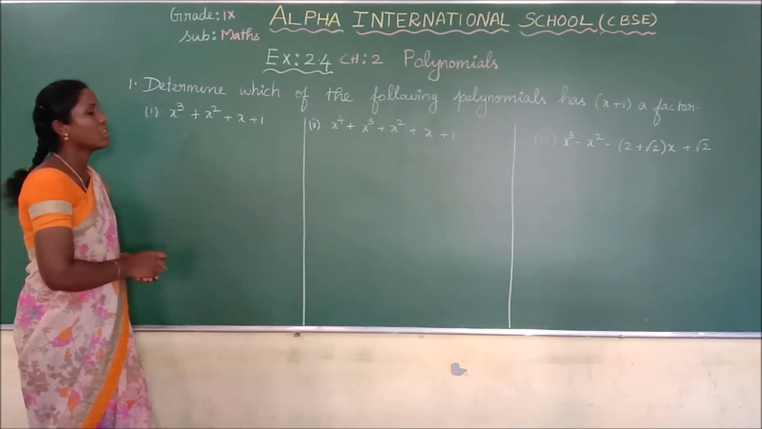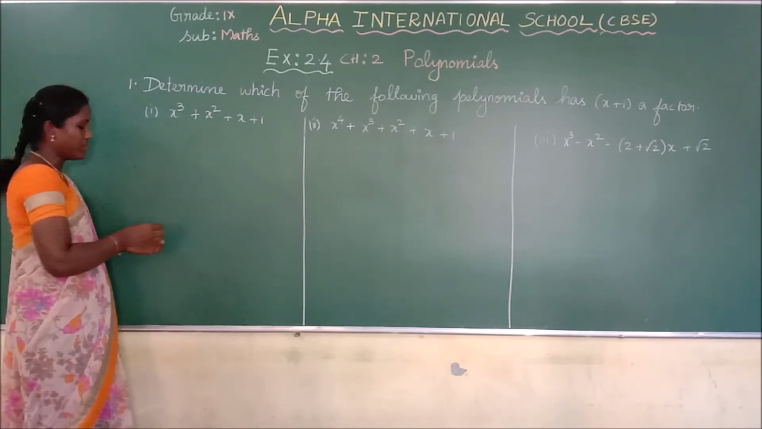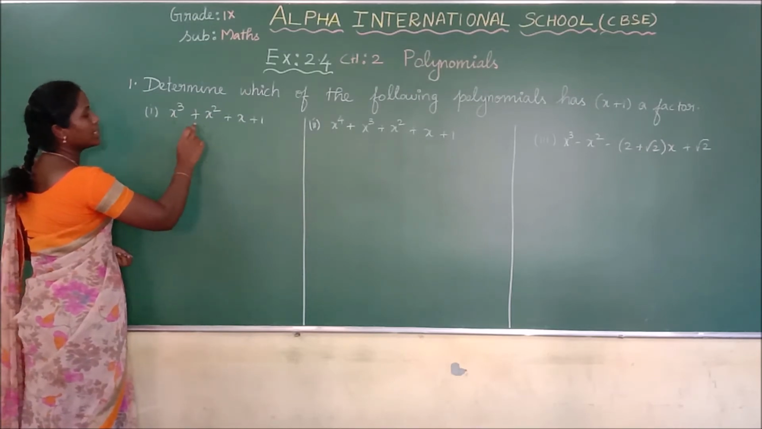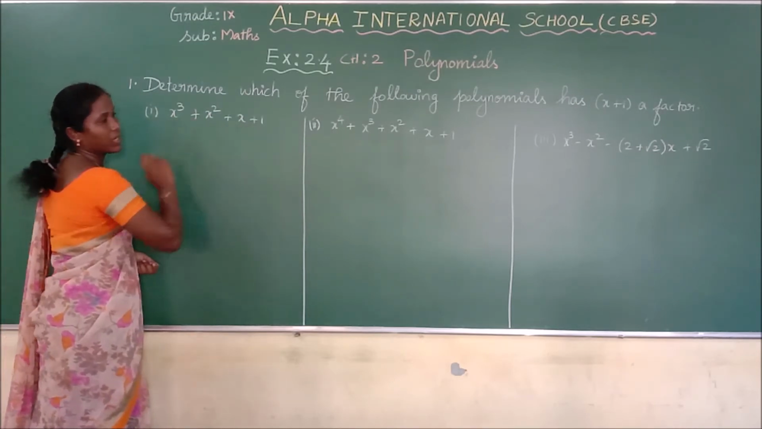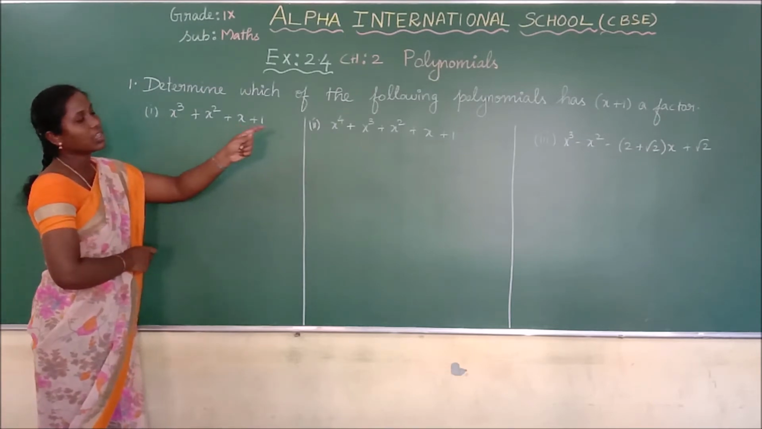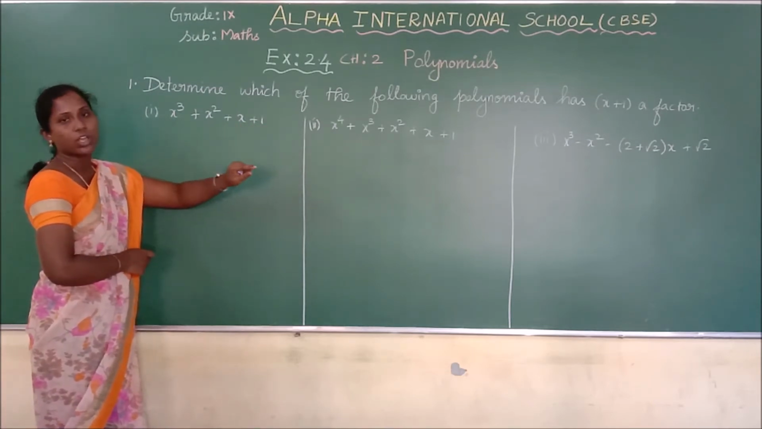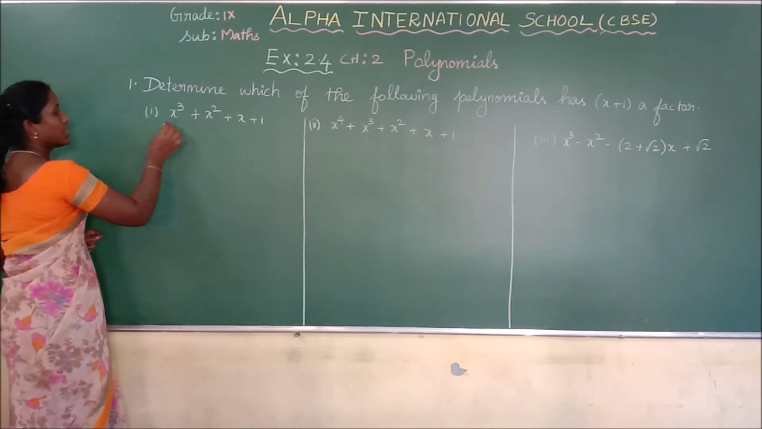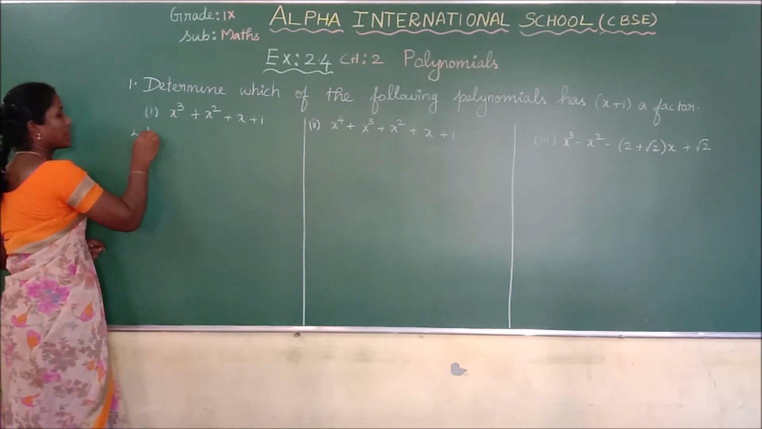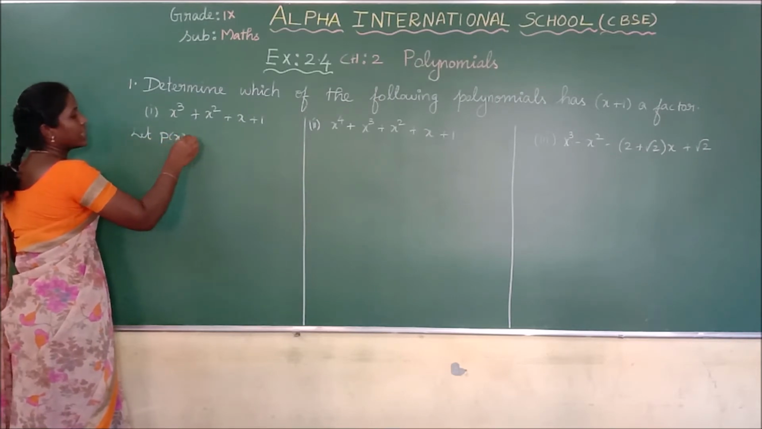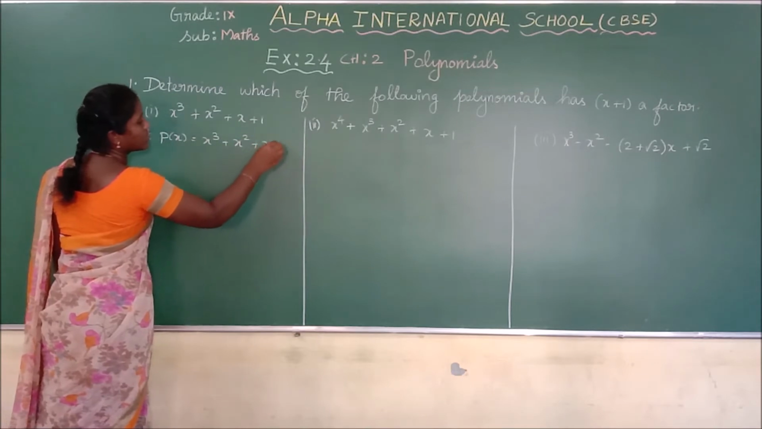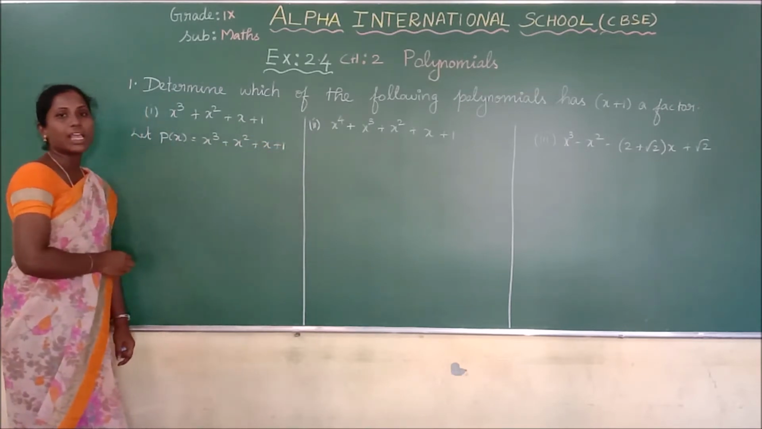Yes? Now listen how we are going to solve the problem. In the first subdivision, we have x cube plus x square plus x plus 1. So what is the question given? Is x plus 1 a factor or not? We have to determine whether x plus 1 is a factor or not. First, take P of x equal to x cube plus x square plus x plus 1.